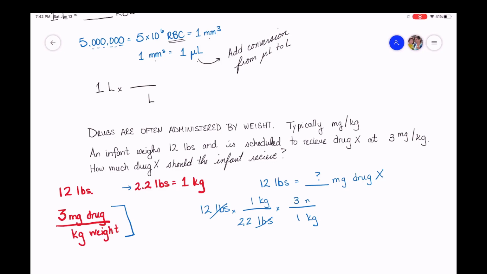and now I get to apply that conversion. So 1 kilogram of weight is 3 mgs of drugs, and I have reached where I want to be. So now I simply pull out my calculator and finish solving this problem.